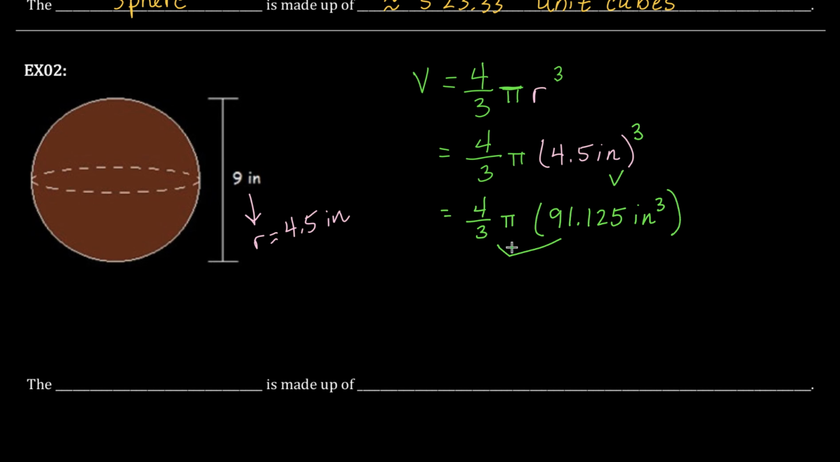Multiply that by 4/3. Well, let me try something. 91.125 times 4 is 364.5. Okay, divided by 3 is 121.5 pi inches to the third power. That'll be my exact answer.